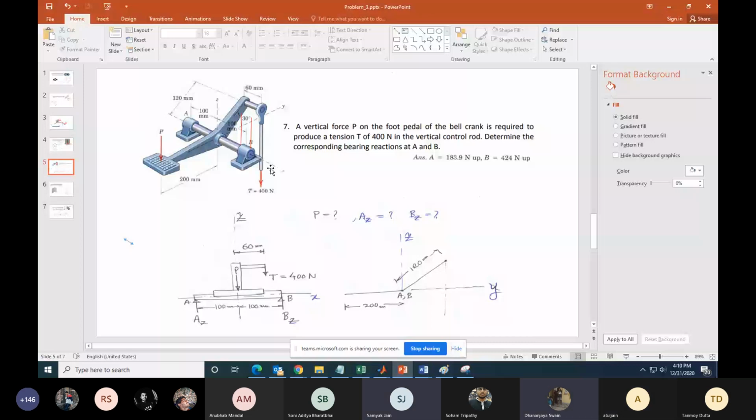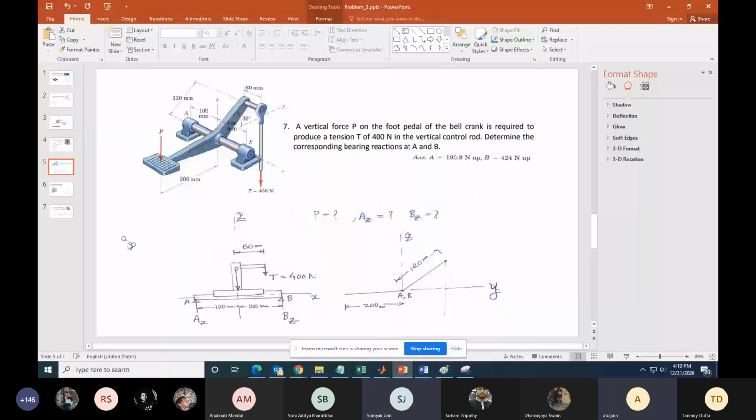Sir, the reaction in E must be in just that direction. Like in other direction also, there would be some reaction. Yeah, but that's what I was saying. That is the assumption we are making, that all the applied forces are in the Z direction. Sir, why we are assuming AY and BY as 0? So you are right.